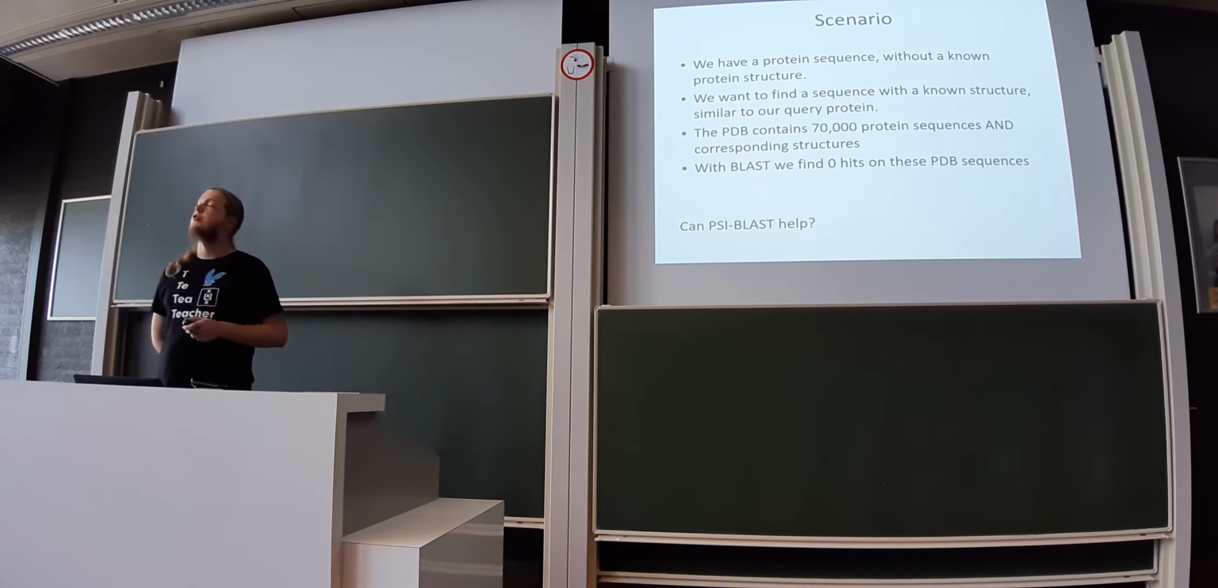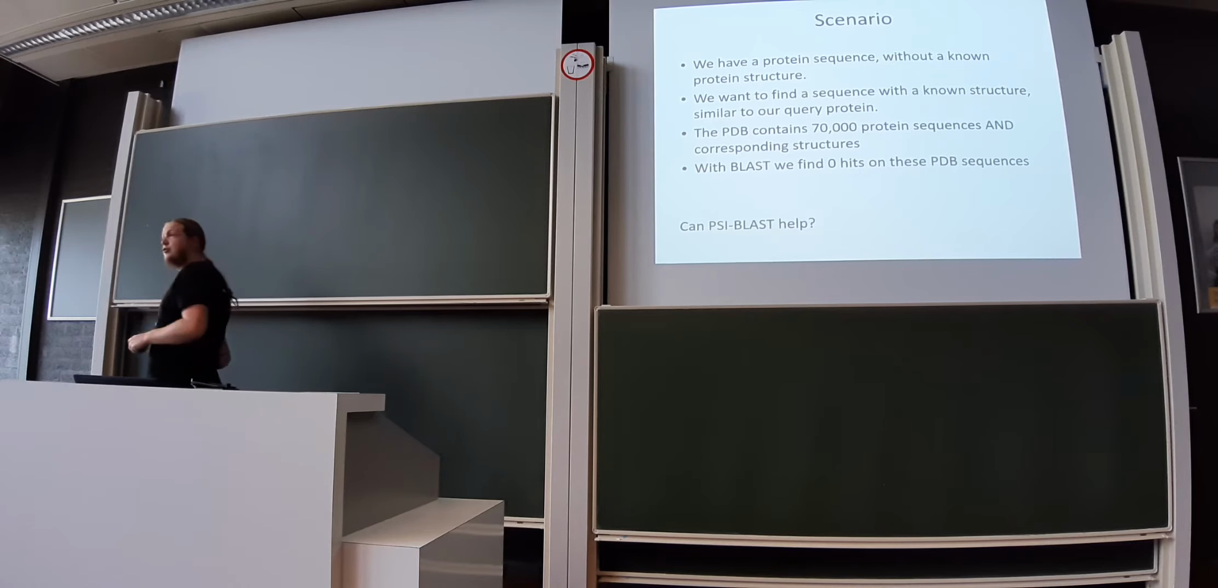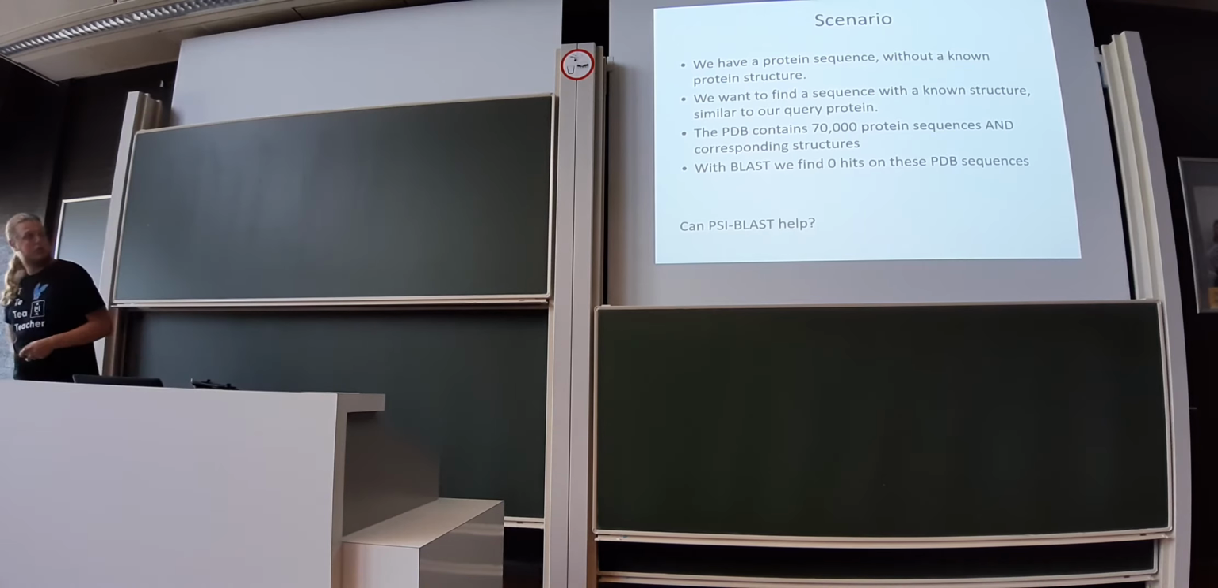Those people working with SCOP will very well know exactly what information is in there, and I cannot imagine that it has not been mentioned before in any of the other lectures. 70,000 protein sequences and their corresponding structures. We run BLAST against these 70,000 sequences, and we find no hits. Would it have helped to run PsiBlast instead? And why?